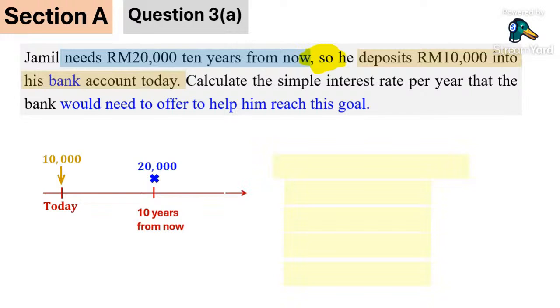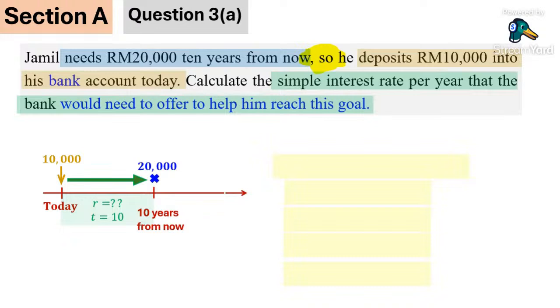And in order for this action to be helpful, from 10,000 to become 20,000 in 10 years' time, we would like to know what the simple interest rate is that will help him achieve this. So this is what we want to find out. What is the simple interest rate offered by the bank that will help him reach this goal? From this case, we can see that this is basically a case of simple interest, where I want to find the interest rate so that 10,000 accumulates to become 20,000 in 10 years' time.